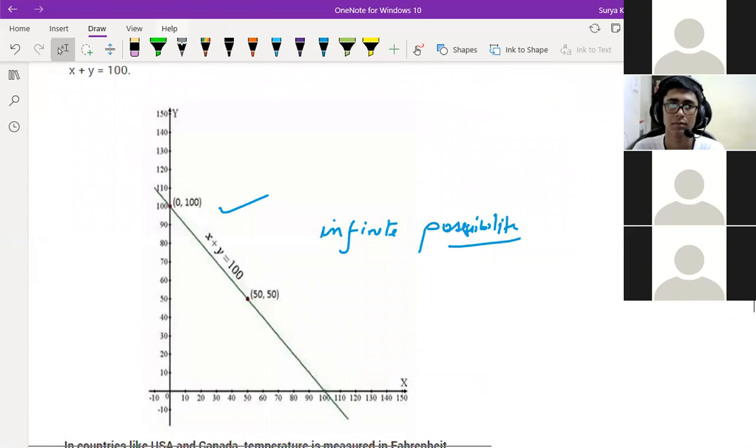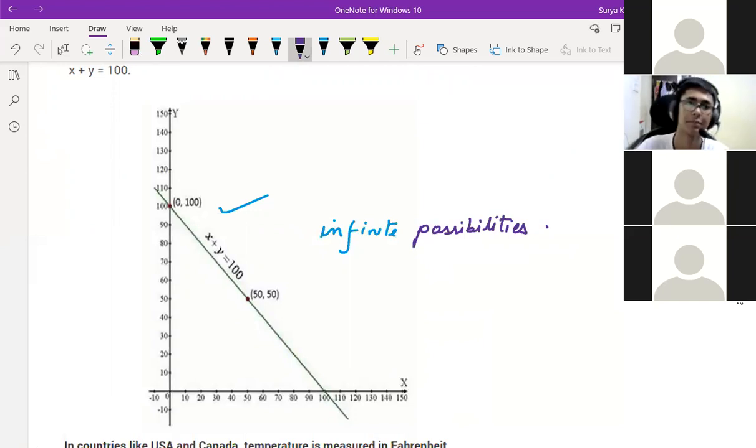If two equations are given, then the exact answer will come. Understood, children? If two equations are given to you, then the answer will come exactly. Yes, sir. This is infinite possibility. If only one line is there, then how many possibilities are there? Infinite possibilities. Why infinite possibilities, children? You understood now? If one is paying 0 rupees, the other will pay 100. If one is paying 10, the other will pay 90.